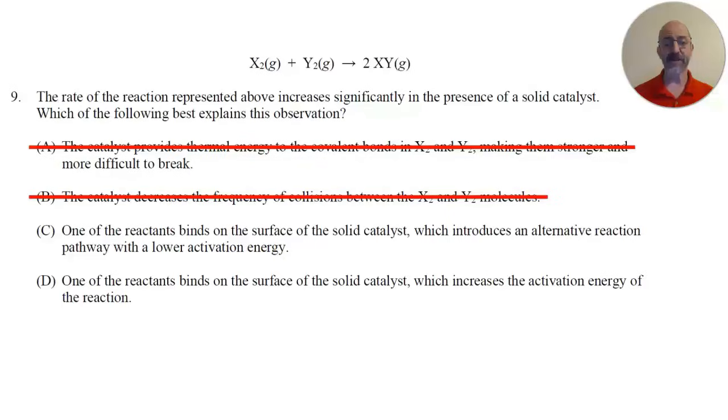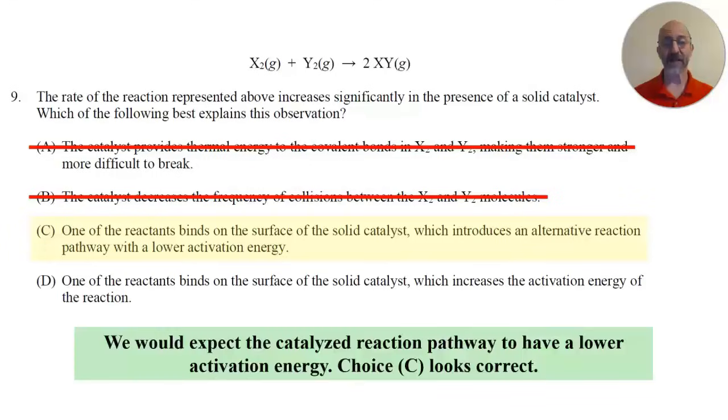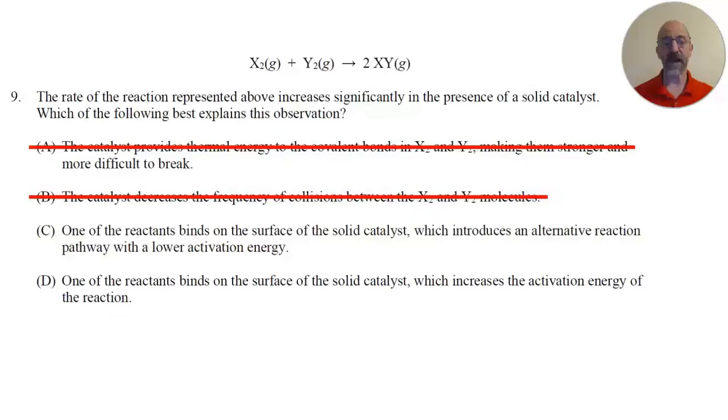Now, choice C says one of the reactants binds on the surface of the solid catalyst, which introduces an alternative reaction pathway with a lower activation energy. And we would expect the catalyzed reaction pathway to have a lower activation energy, so at the moment, choice C looks correct. And then finally, looking at choice D, it says one of the reactants binds on the surface of the solid catalyst, which increases the activation energy of the reaction.